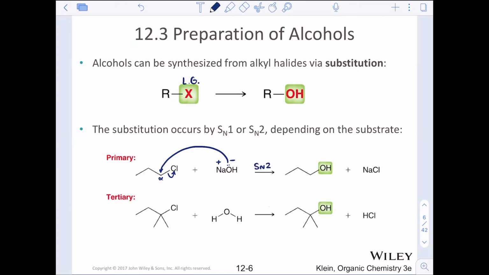There's your SN2 reaction. With a tertiary alpha carbon, remember we can't do a backside attack, so we would do an SN1 reaction where the leaving group would leave. We would make our carbocation intermediate, and then water would attack. We would have to follow that up with a proton transfer to get our final product, which is the deprotonated neutral alcohol functional group. Excellent. SN1 and SN2 were our primary ways of making alcohols.